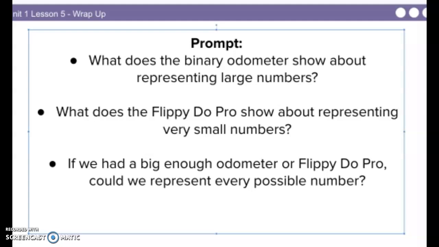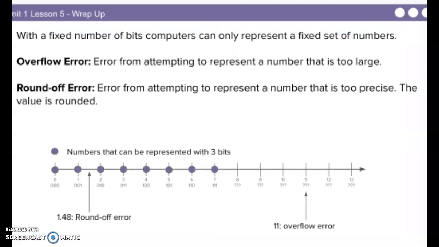And so, here we have fixed numbers, and think about the Flippy Do and the Flippy Do Pro. An overflow error is what we addressed in the beginning of this lesson, and that's when trying to represent a number that's too large, right? The 99,999 miles that all of a sudden become 100,000 miles, and you can't do it because you don't have enough place values. And the round off error is when you're trying to represent a number that's too precise, and the value has to get rounded, okay?